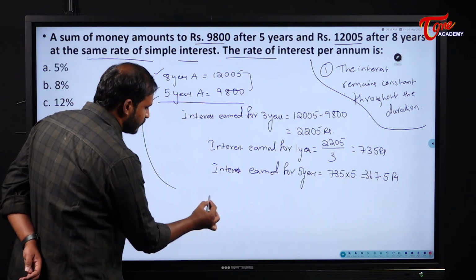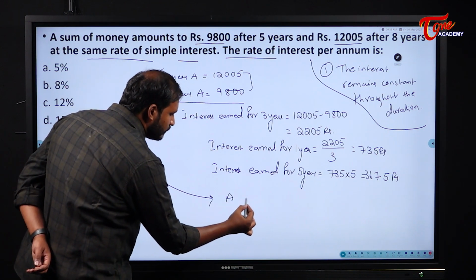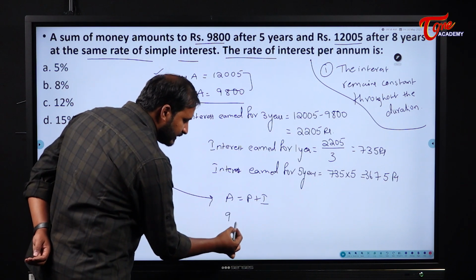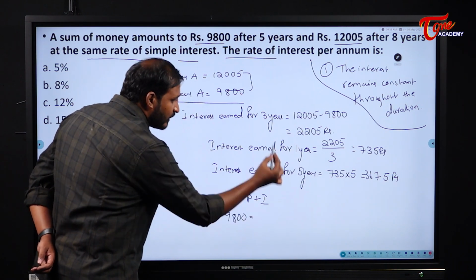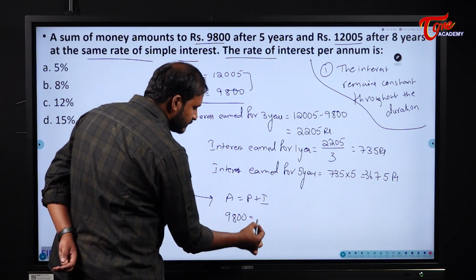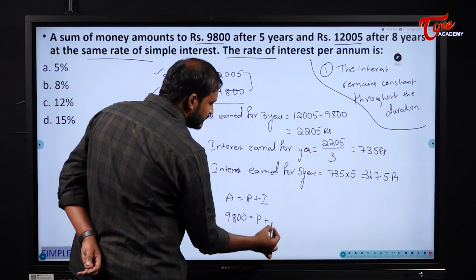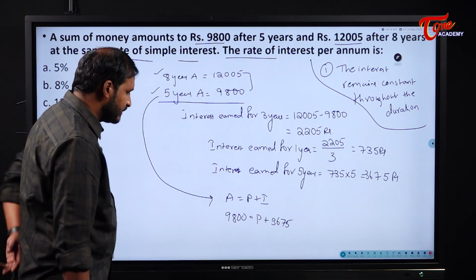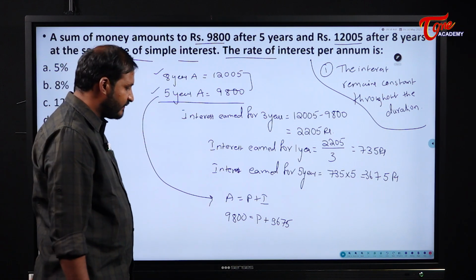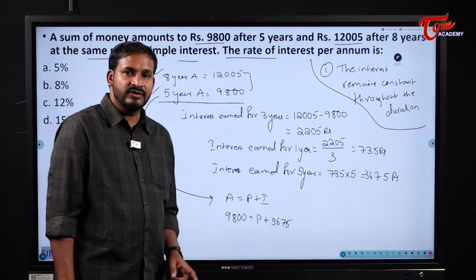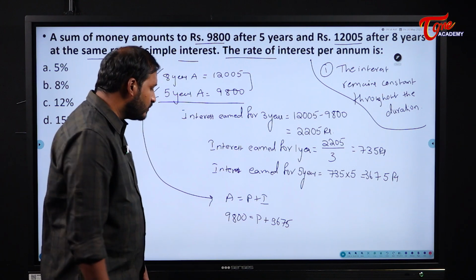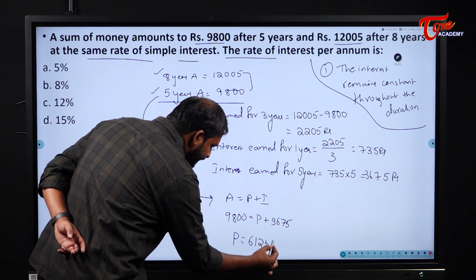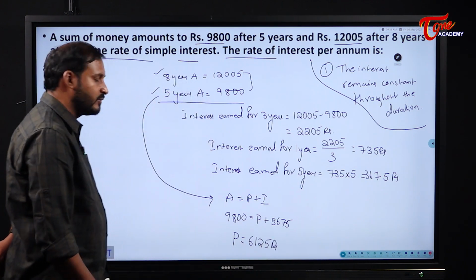So now from this what I can say? Amount is equal to principal plus interest. What is the amount here? 9,800. What is the principal? We don't know for the time being. Plus what is the interest here? 3675. Now tell me what will be the principal here for us? 9,800 minus 3,675, it will become 6,125 rupees. Okay.